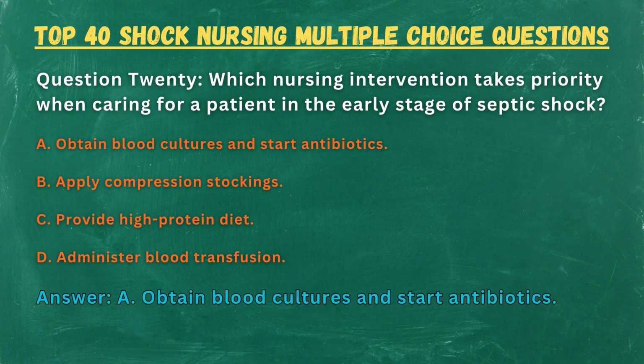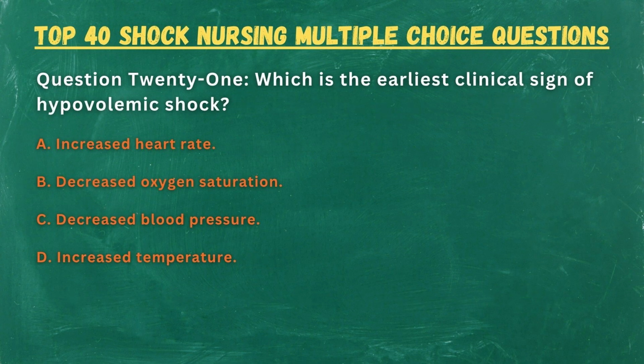Answer: A. Obtain blood cultures and start antibiotics. Question 21. Which is the earliest clinical sign of hypovolemic shock? A. Increased heart rate. B. Decreased oxygen saturation. C. Decreased blood pressure. D. Increased temperature. Answer: A. Increased heart rate.